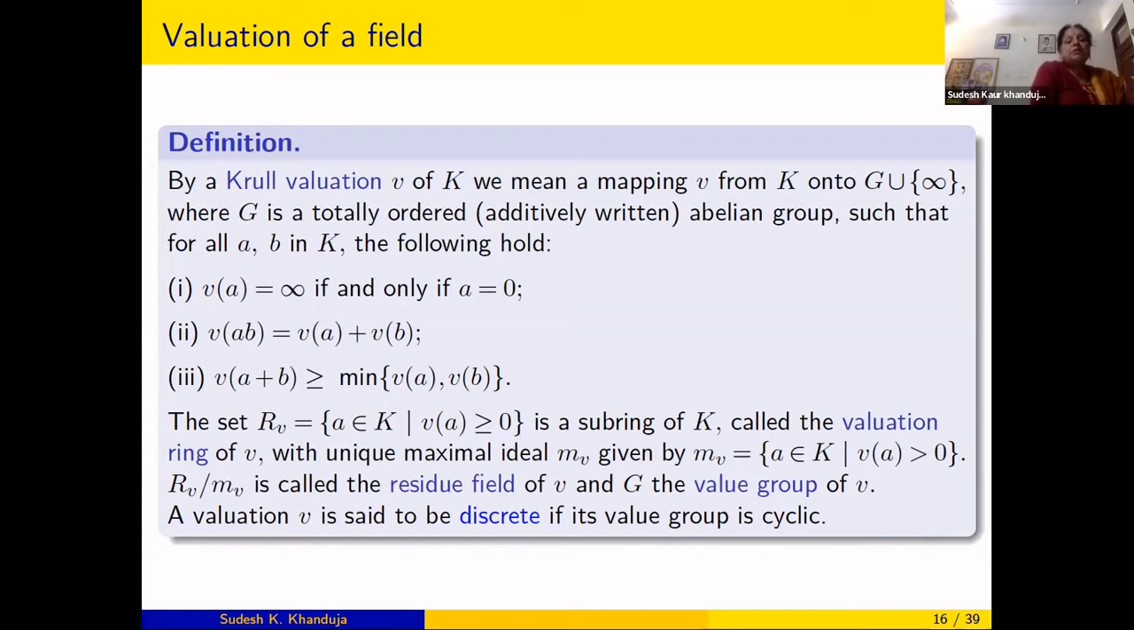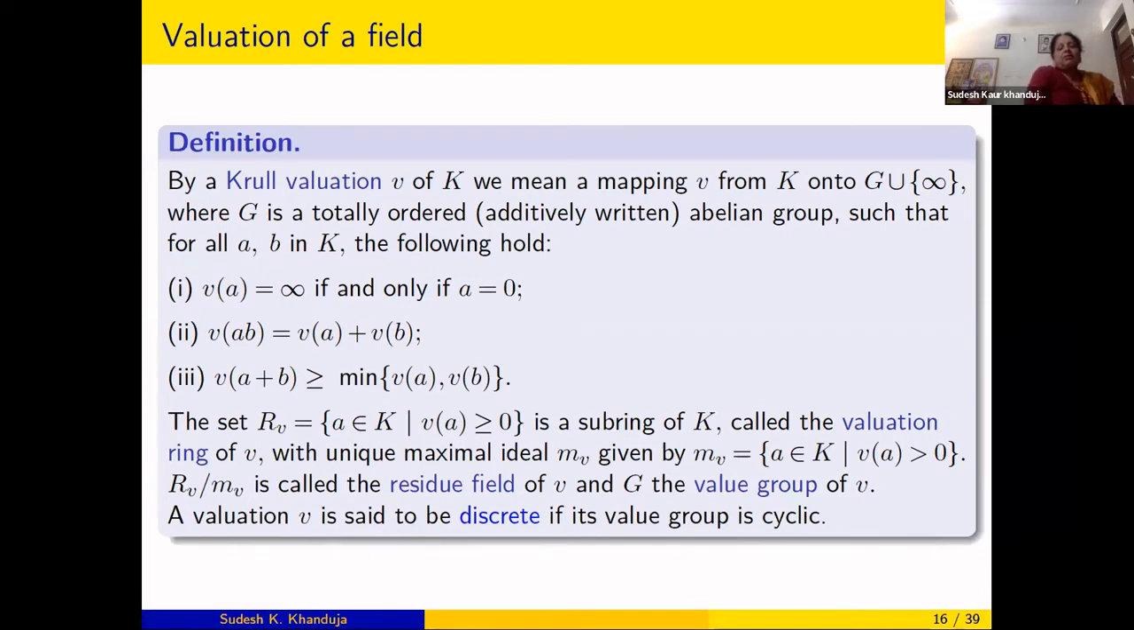G union infinity, where G is a totally ordered abelian group, written additively for our convenience, in which the addition is compatible with the total ordering, such that the following properties are satisfied for all A and B in K. V(A) is infinity if and only if A is 0. V(AB) equals V(A) plus V(B), and V(A plus B) is greater than or equal to the minimum of V(A) and V(B).